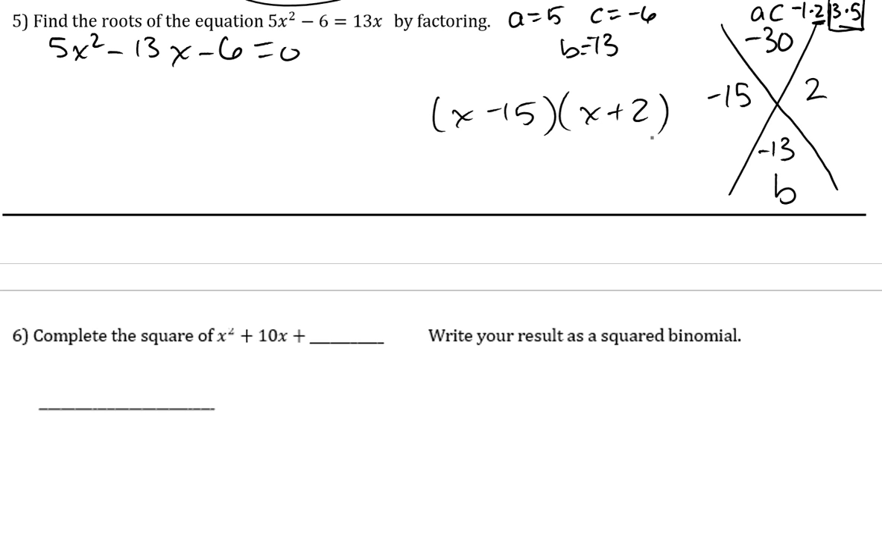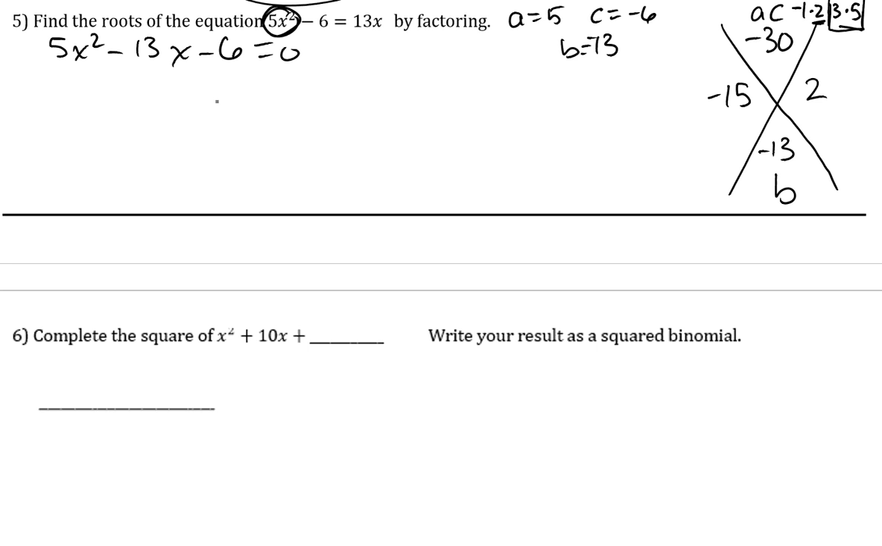If I multiply that out, the first thing I get is x squared. I do not get a 5x squared, which is what I need, right? I need this 5x squared. This is not the factored form of the quadratic I'm given. When a isn't 1, you're not finished. You can't write it down. When a isn't 1, your work is not done. What we need to do is split this middle term up.